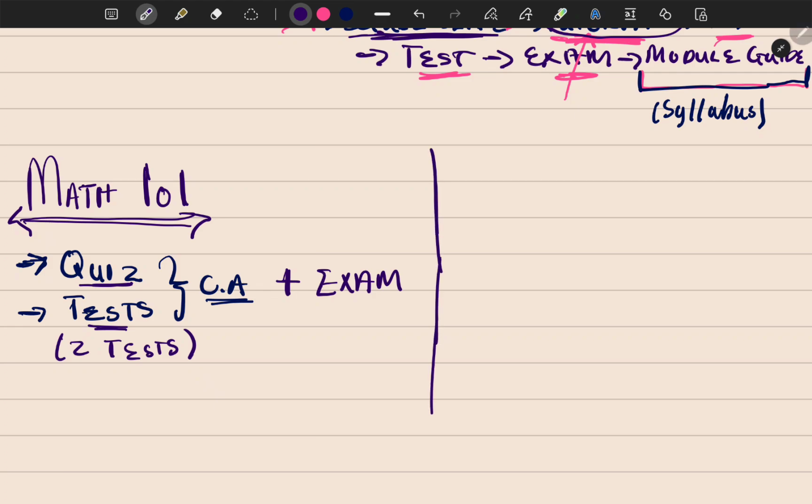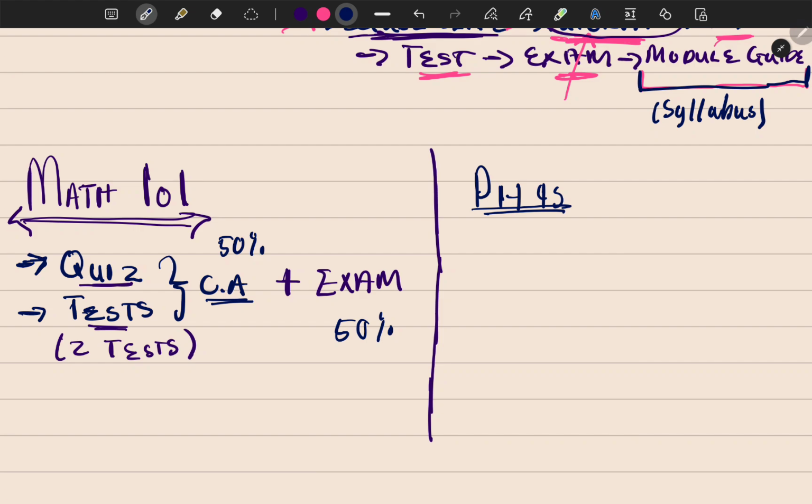Now, what comes after that? Let's go to the next. Let's go to, say, Chem. No, let's start with physics. I like to start with maths and physics because I feel they're the most dangerous. The exam will then give you your other 50%. Remember, the 50% will be from your CA, which will come from quizzes and tests.